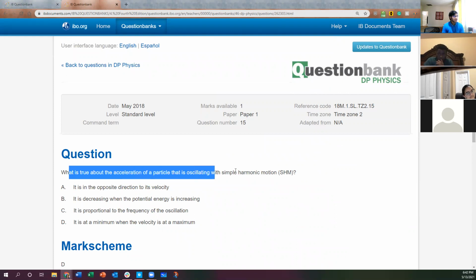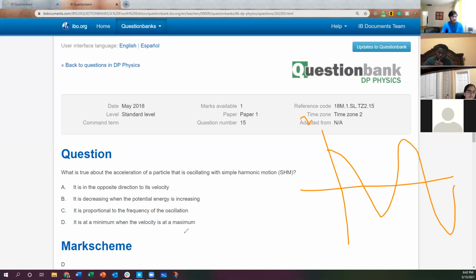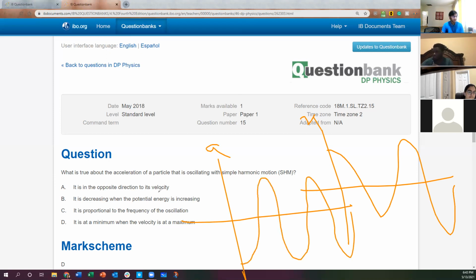Which is true about the acceleration of the particle? We've already answered this question before, right? This is a fundamental question. Anyways, we know that in simple harmonic motion, the acceleration is linearly proportional to the displacement, and it's opposite the displacement. What we also know is that in the graphs of simple harmonic motion, if we start here, and that's x, the acceleration is also going to be a cosine curve, but it's going to start at a negative instead of a positive.